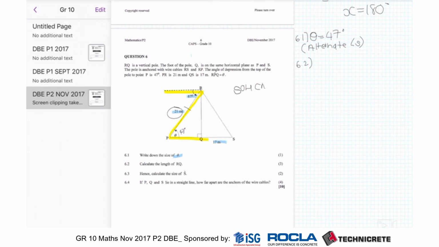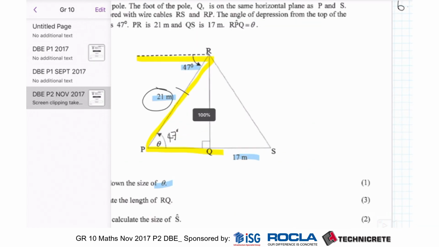I've got the hypotenuse. I'm wanting to find the opposite, so it's going to be sine. So sine of 47 is equal to RQ over 21. Make sure you change your equation. So RQ is therefore equal to 21 sine of 47. RQ is equal to, to 2 decimal places, 15.36 centimeters.